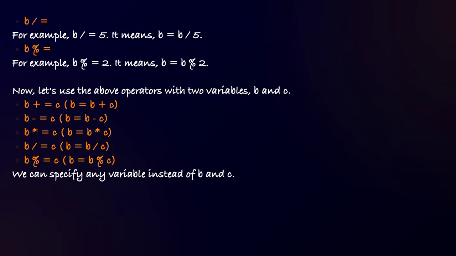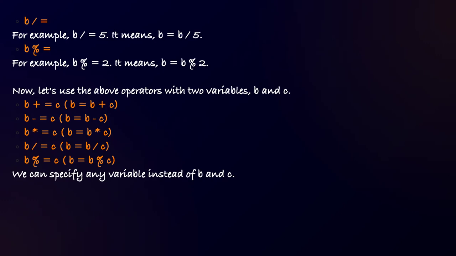b slash equal to is for the division part. If we write b slash equal to 5, it means b is now assigned the value of b divided by 5. And if we write b modulo equal to, or b percentage equal to, whatever you say, it is called the modulo operator. So b modulo equal to 2 means now the value of b is assigned as b modulo 2. That means the remainder will be printed over there.